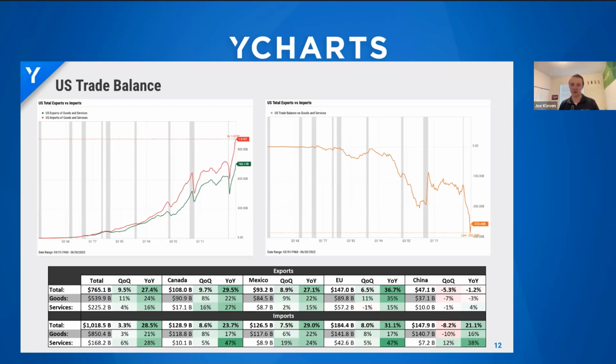Q1 of 2022. If we look at the table below the two charts, this shows us how imports have increased year over year in all regions. And at the end of Q2 of 2022, services imports from Canada and the European Union had the largest increase year over year at 47%. So definitely some high level and potentially outlier activity there.